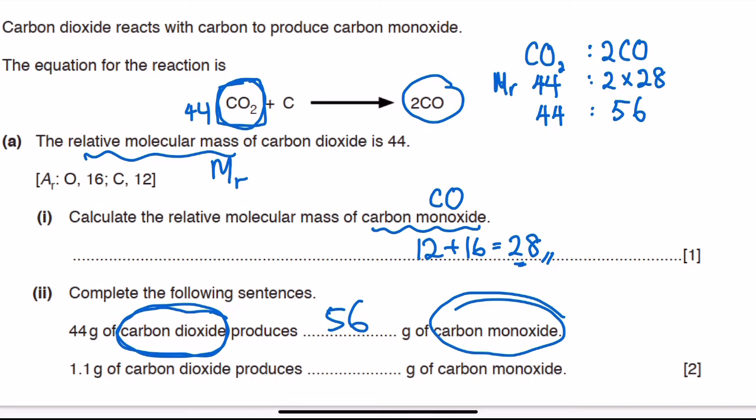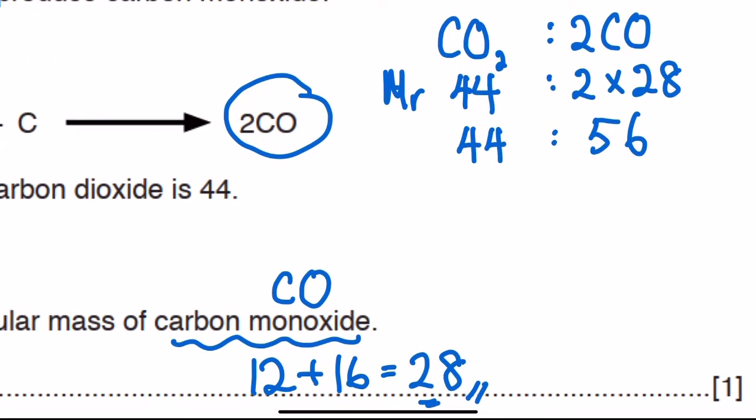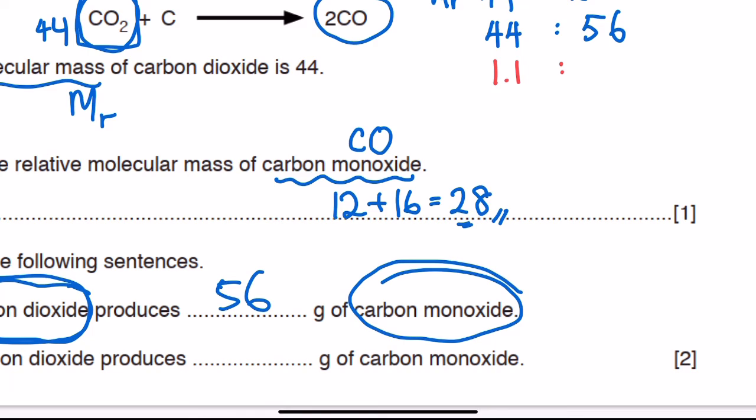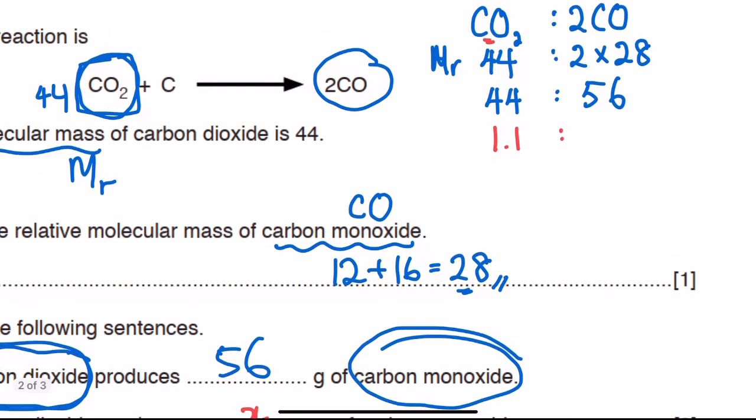Alright, lastly, there's one last sentence. 1.1 gram of carbon dioxide produce blank gram of carbon monoxide. You can't see where 1.1 is from the equation, but you know it is a fraction of your carbon dioxide. So what you need to do, you just need to put the 1.1 gram of carbon dioxide underneath the column here, underneath your carbon dioxide, to the ratio of, do you know the mass for the carbon monoxide? No, right? So it's an unknown x, so I just put an x.